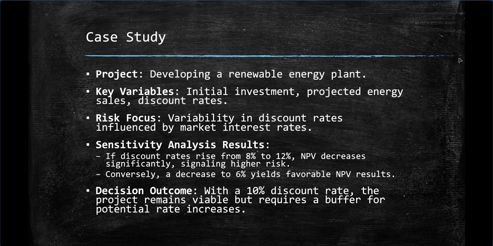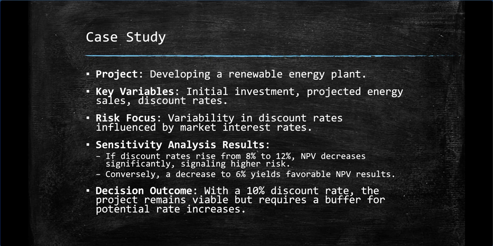Let's discuss a practical example to show the use of sensitivity analysis in capital budgeting. In our case study, we're evaluating a project to develop a renewable energy plant. For this case, we have identified key variables such as the initial investment that is required, the projected energy sales, and the discount rates used for valuation. Among these, discount rates play a crucial role in determining the present value of future cash flows.